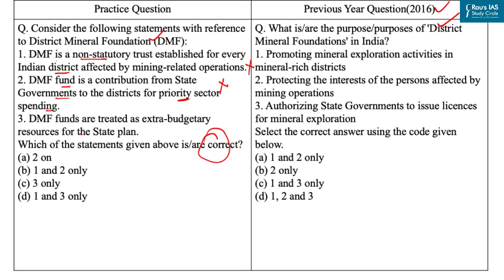Now let's come to the third statement. DMF funds are treated as extra budgetary resources for the state plan. Now this statement is correct as they are treated as extra budgetary resources for the state plan. So our correct answer is option C, that is 3 only. Answer of this PYQ is option B.